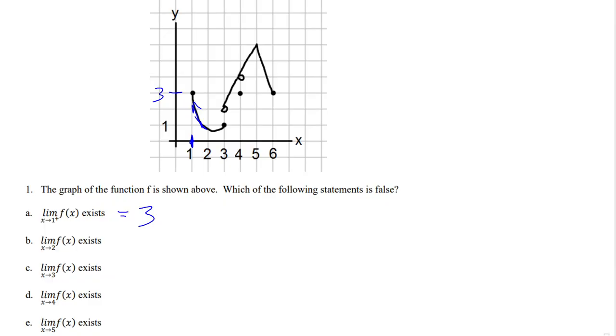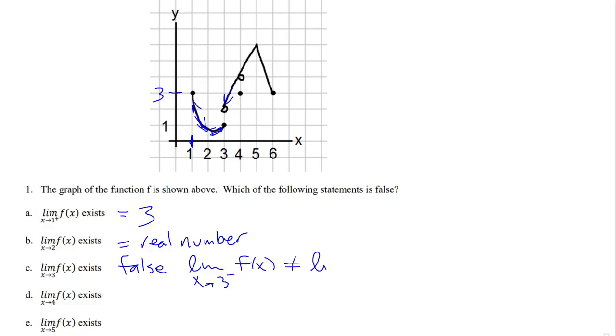The limit as x approaches 2 of f of x exists, right? As I approach 2 from both sides here, I'm approaching some number. I don't know what that number is, but it does equal some real number there. Both sides are approaching the same value. So that one exists. The limit as x approaches 3 exists. Well, from the left-hand side, we're approaching 1, and from the right-hand side, we're approaching 2. So this is false, right? Because the limit as x approaches 3 from the left does not equal the limit as x approaches 3 from the right. So this is our answer choice.